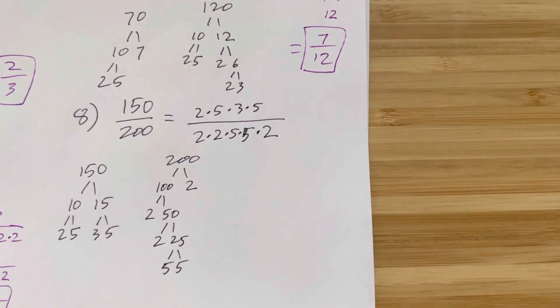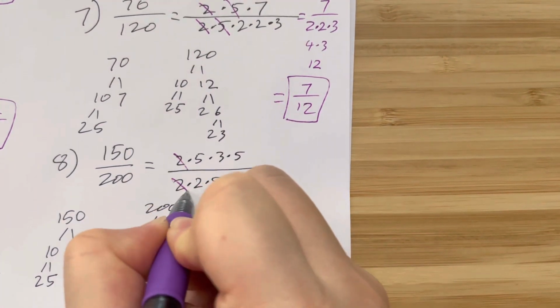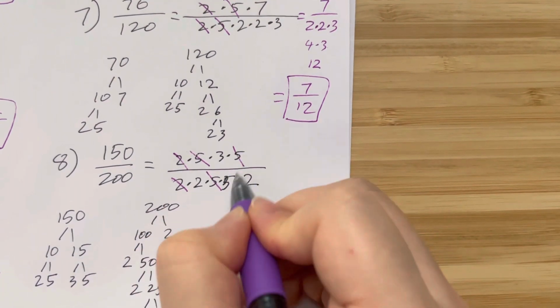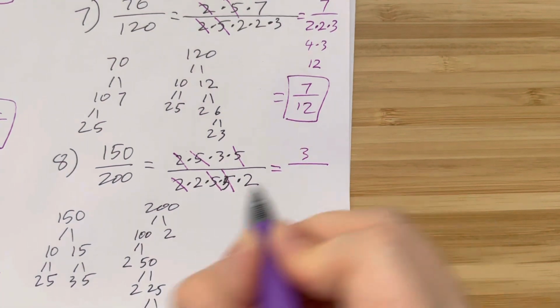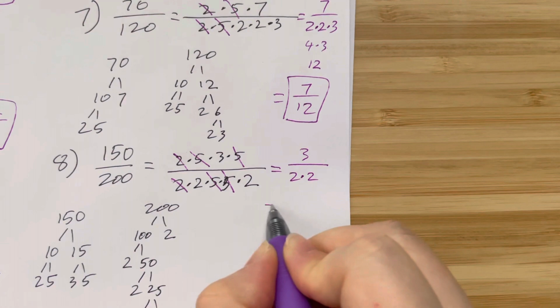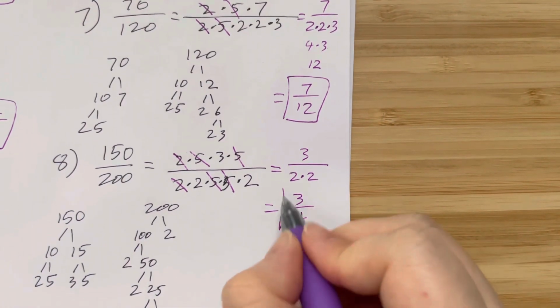Okay, so now let's try to cancel some out. A 2 cancels a 2, a 5 cancels a 5, and another 5 cancels a 5. So what we have left is a 3 all over 2 times 2. So that means we have 3 over 4. That will be our final answer.